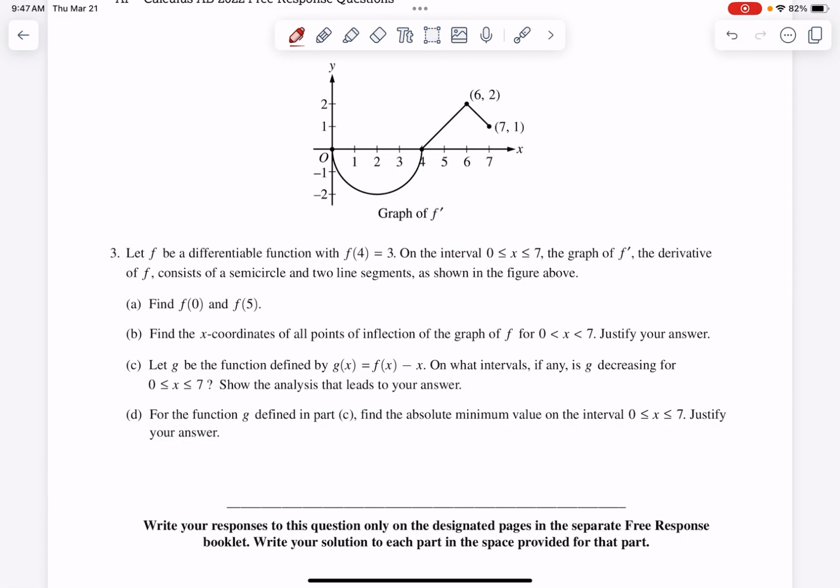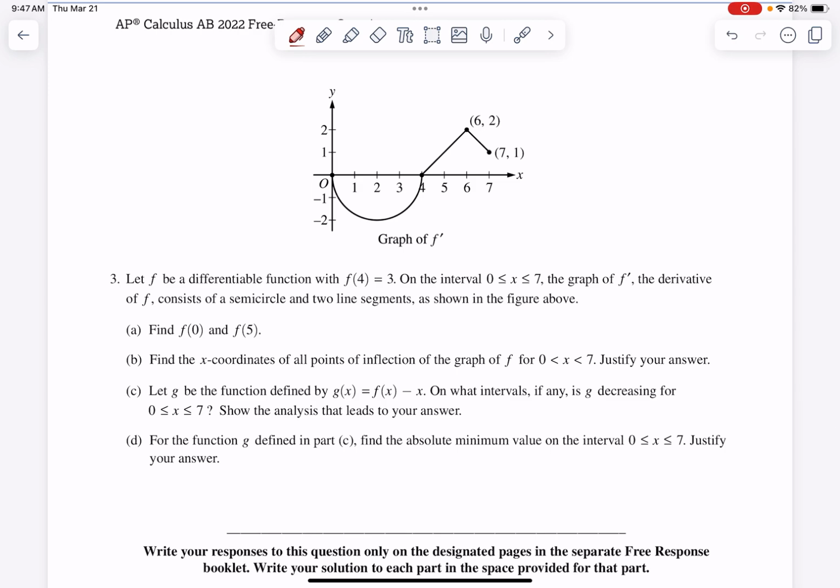All right, hello folks. I'm continuing with the 2022 exam. So here's problem number 3. This is a very familiar problem type. They are giving us the graph of f prime and they're going to give us questions about f.